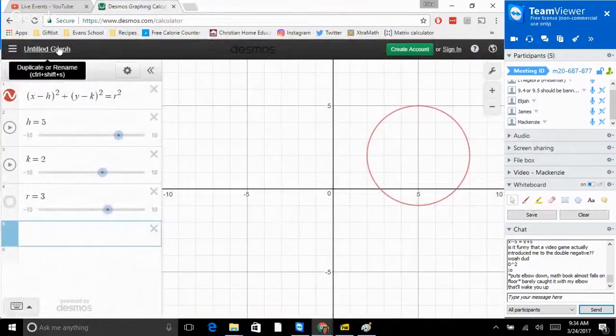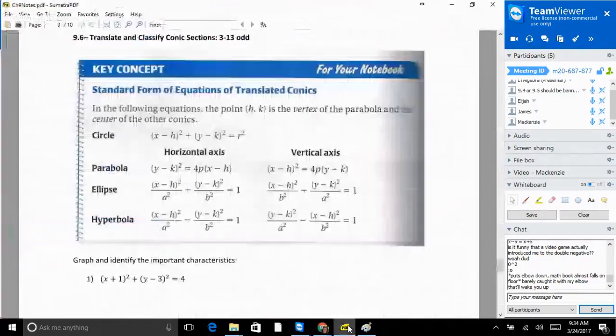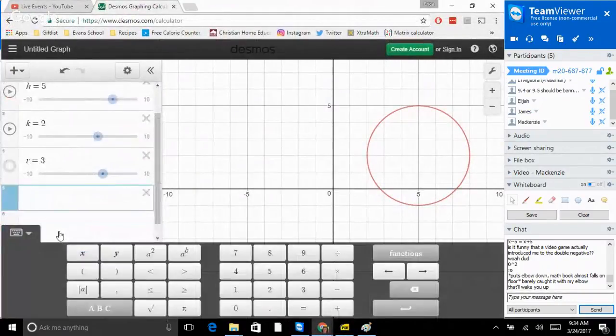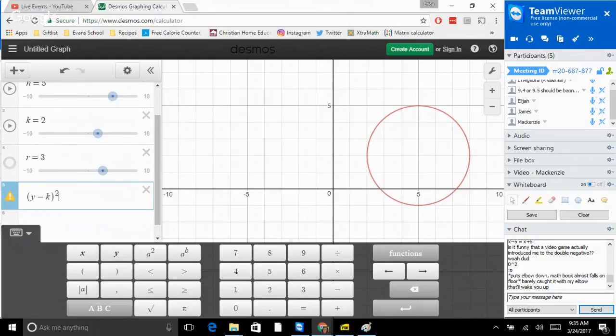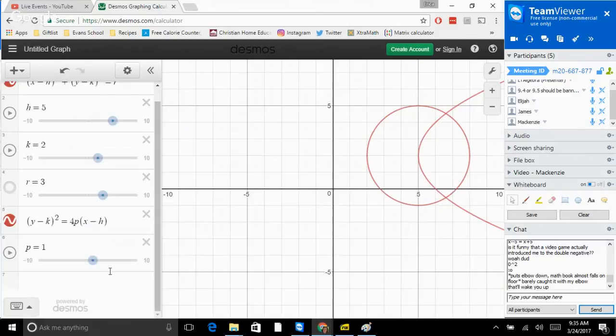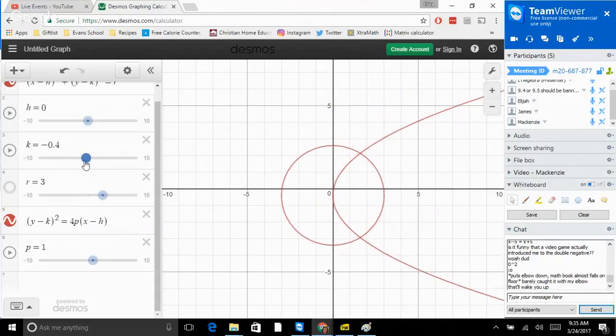All right, so the equation for a parabola is back here. We have (y minus k) squared equals 4p times (x minus h). We're going to do horizontal. We'll just worry about horizontal, okay? So we have (y minus k) squared. Okay, so now we have a parabola up here, and we're sharing the same sliders, right? So let's start our sliders back at 0, 0.